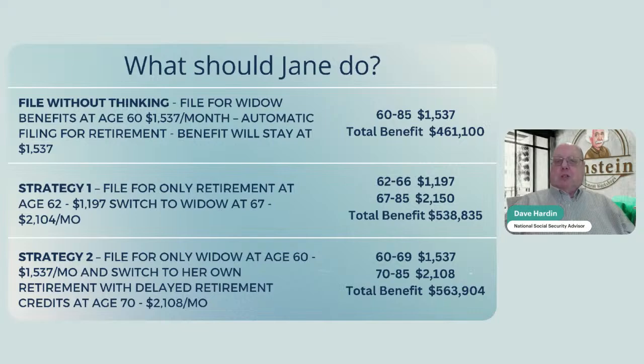You can't take both benefits at once, but if you don't take it, guess what happens to it? It grows all the way to your full retirement age. And then it gets those DRCs, delayed retirement credits, all the way to 70. By 70, that $1,197 is turned into $2,108. That's when you switch. If you do that, you get $102,000 more, almost 103, than if you had just taken it at 60 and said, oh, that's it.